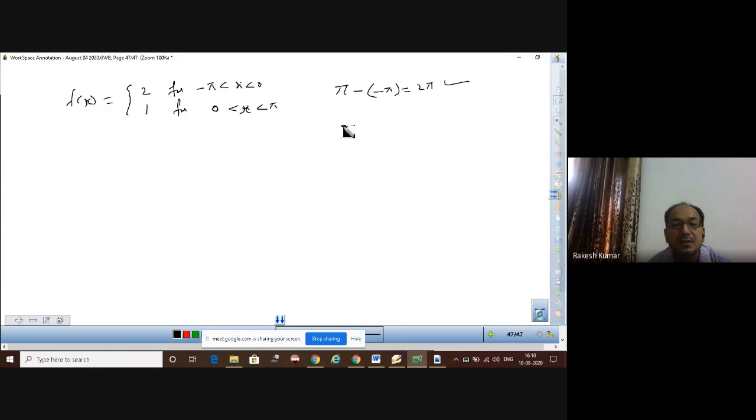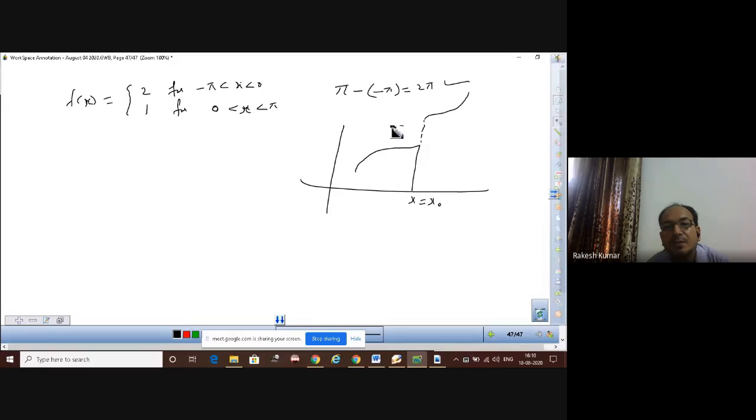Discontinuity means there is a break in the curve at this point. Suppose this is x equal to x naught. It means the curve has a break at this point. So this is the meaning of discontinuity. There should be a break in the curve.